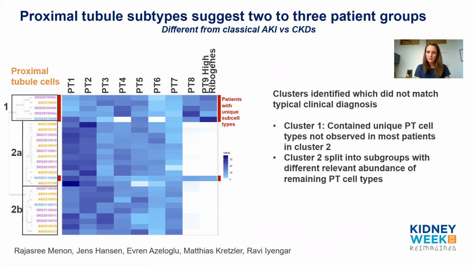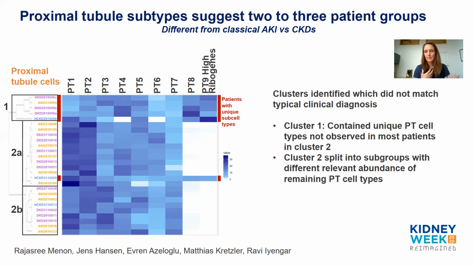Applying that clustering algorithm, we can see that there were 2 main groups. Cluster 1 contained a subtype of proximal tubular cells that largely was unobserved in patients who fell into cluster 2A and 2B, save for this one patient here. I will note that those 3 replicates all ended up here, which is good since they're all from the same patient. But you can see as you scan through here that these clusters grouped patients very differently than their typical clinical diagnosis.